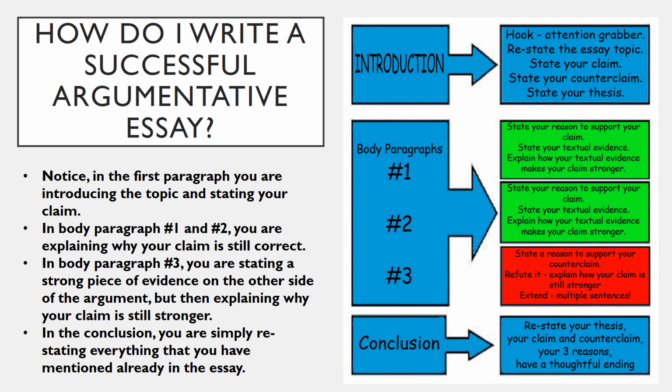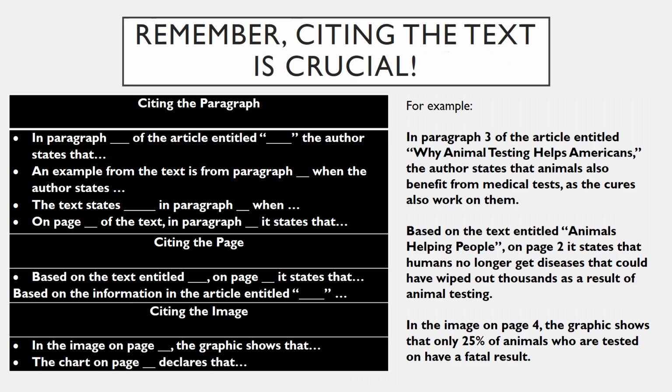So as I said, right here, you start to address what the topic is about and your stance. 1, 2, you are stating your evidence and explaining how it makes your argument stronger. Number 3 right over here, you're just looking at the other side, explaining why it's a good piece of evidence, why it doesn't necessarily prove the point, and down here, you're just restating and ending on something thoughtful.